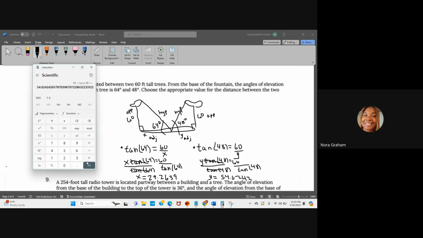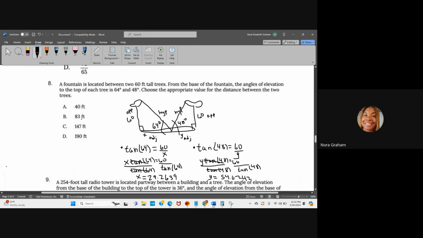When I do that, I get 29.2639 plus 54.0242. And that's going to be 83.2. Okay. The closest one to that, if I do 83.2, I keep it as it is because 0.2, I round down. So my answer is going to be B, right?